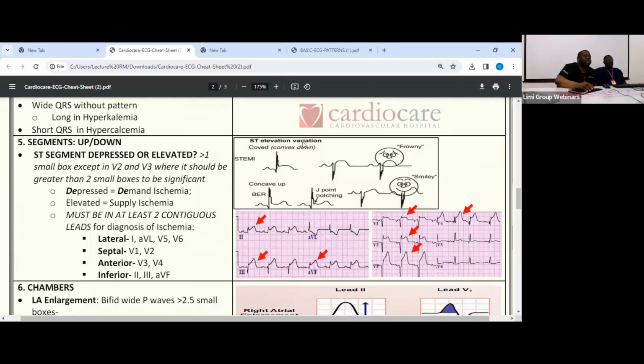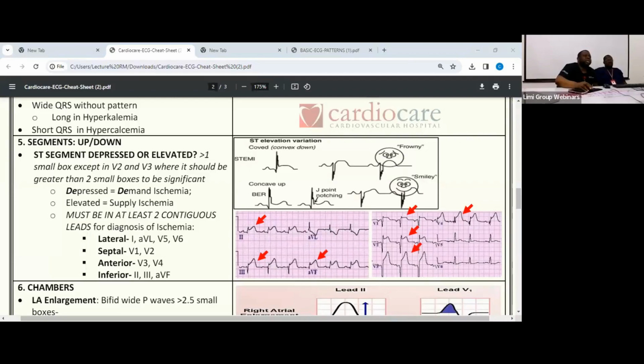We can see aVL. Can we all see aVL in this image? And you have this sheet there with you. We can see aVL here. This is aVL, and we can see in this case the ST segment is depressed, so it is actually below the isoelectric line. So that is one thing.